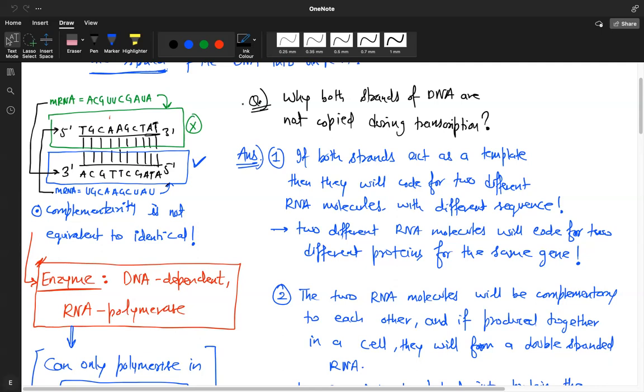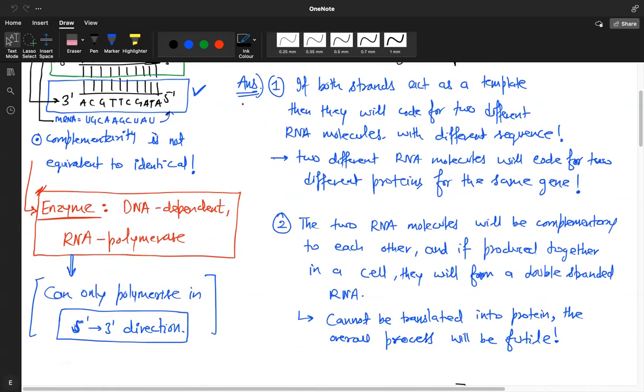Also, the two RNA molecules will be complementary to each other. And if produced together in a cell, they will form a double-stranded RNA. A double-stranded RNA cannot be translated into a protein, and the process will be futile. Yes, right.